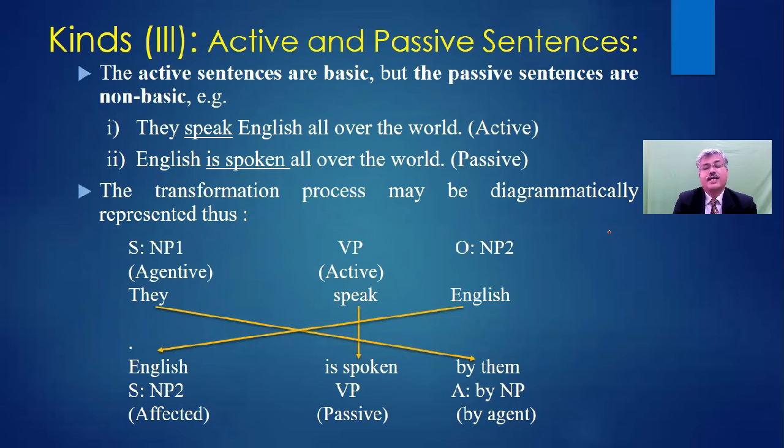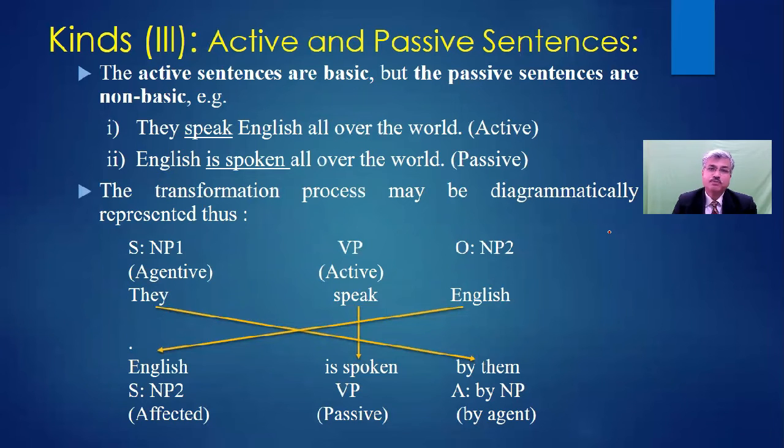Dear learners, the third kind of simple sentence is active and passive sentences. There are active sentences and passive sentences. The active sentences are called basic, but the passive sentences are called non-basic. For example, they speak English all over the world. This is active. They speak. The second example is the example of passive voice. For example, English is spoken all over the world by them.